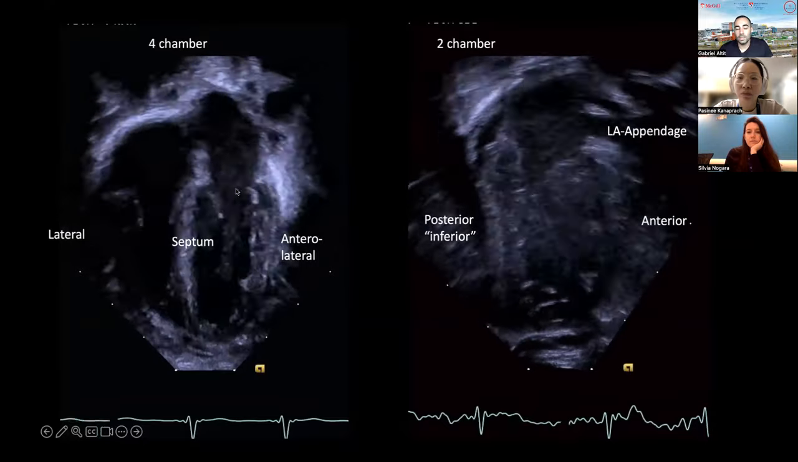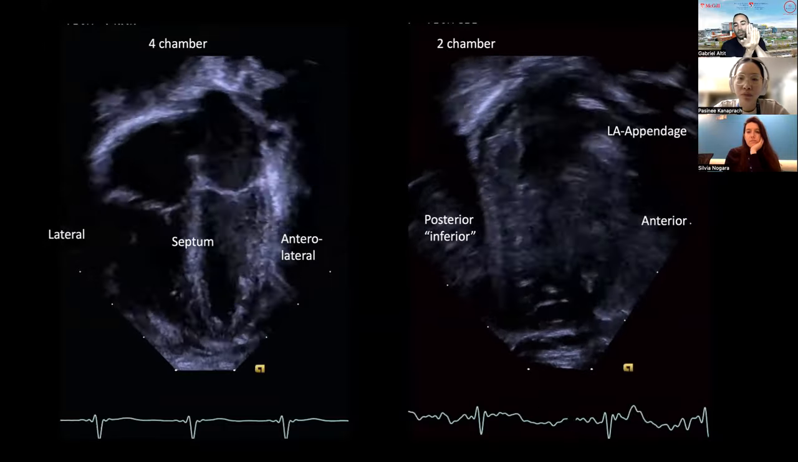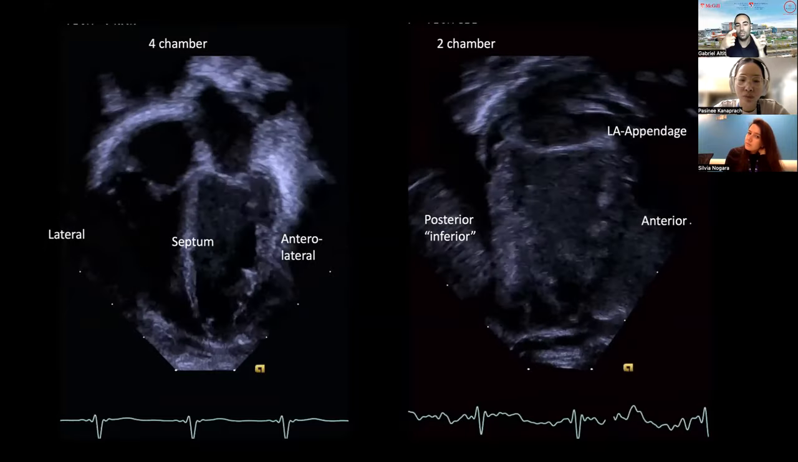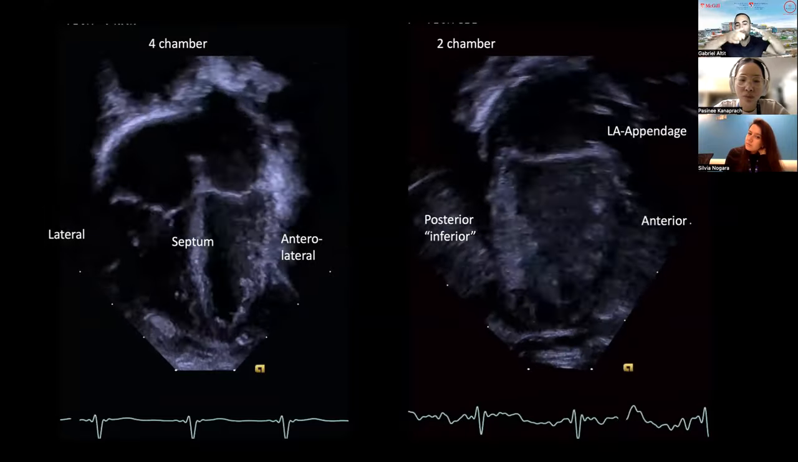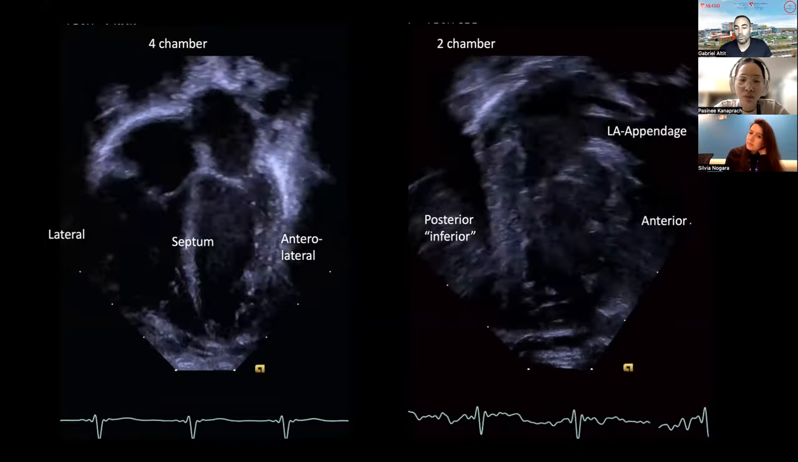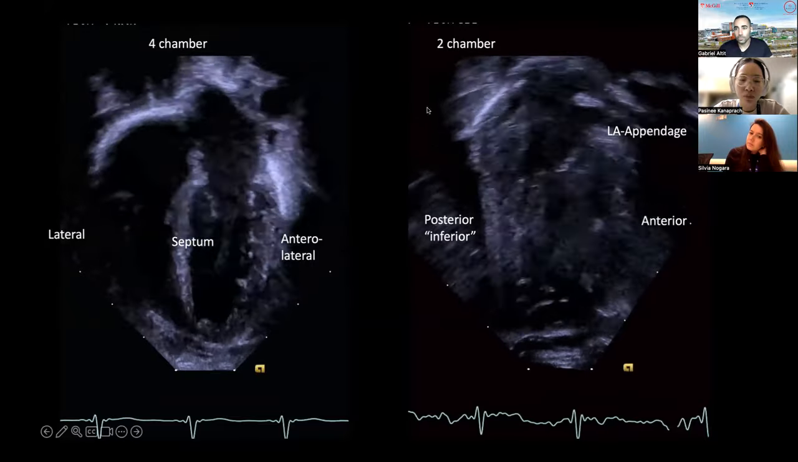So if you're able to see the lateral and the septum, and then you go on the other side and you see the anterior and the posterior, you can use the information you get there to trace your LV and reconstitute the volume of your left ventricle. That's why we're using the apical four chamber and two chamber to do something called the Simpson's biplane.